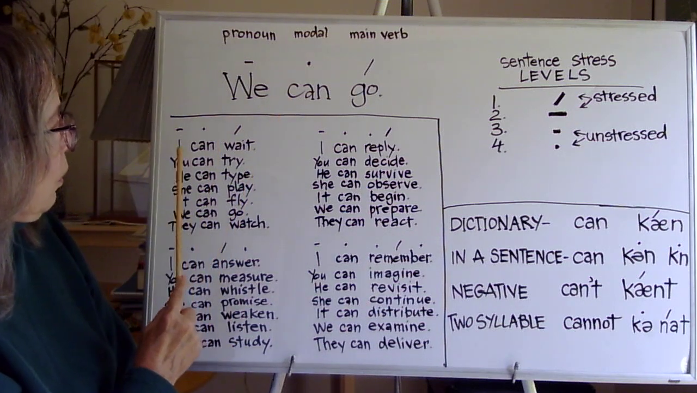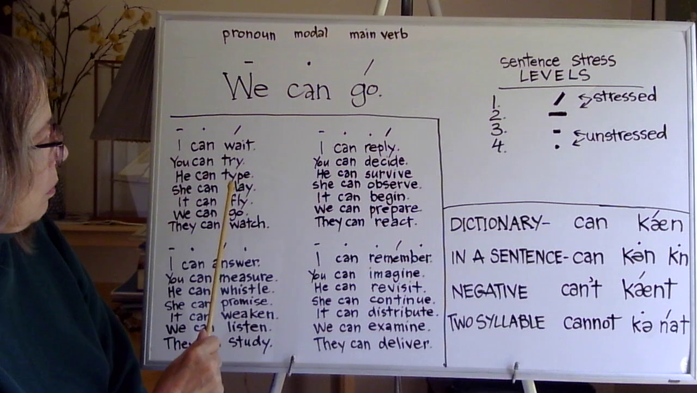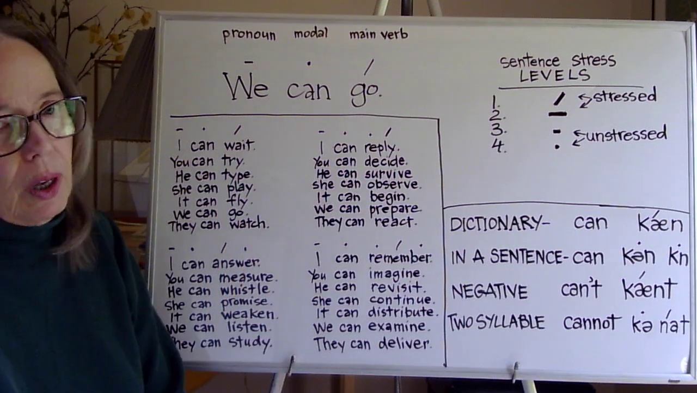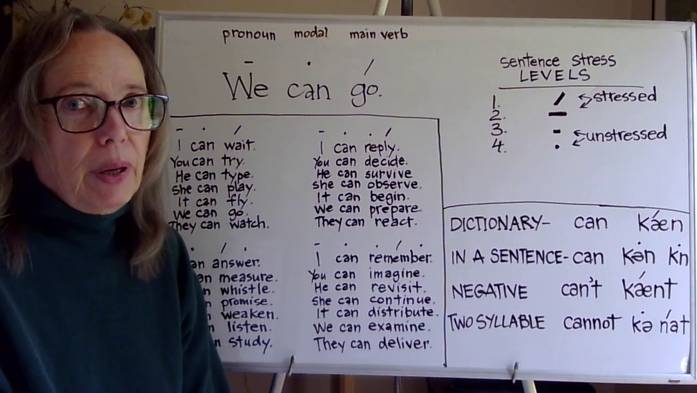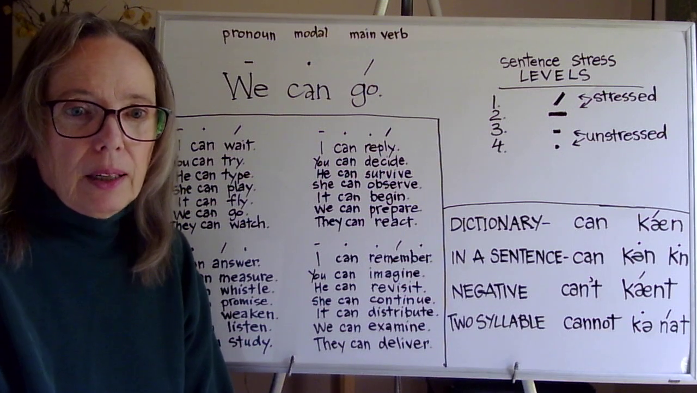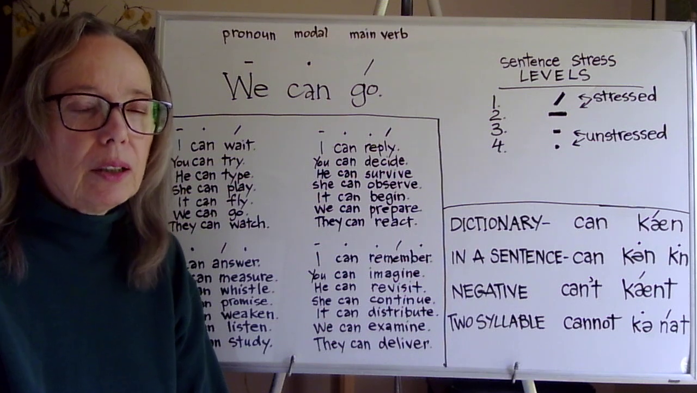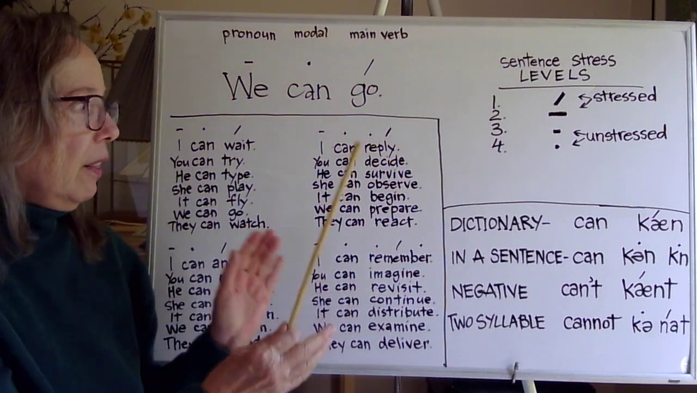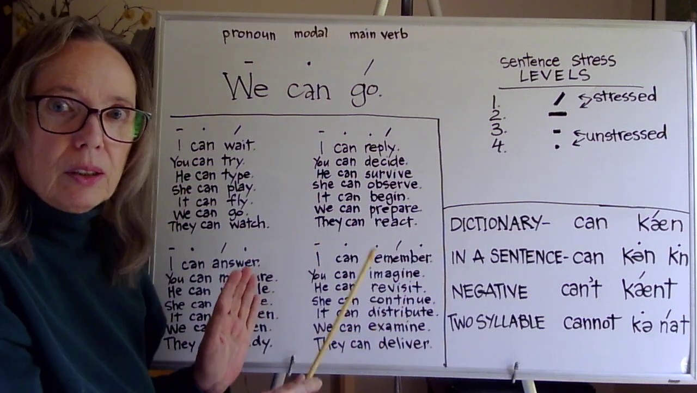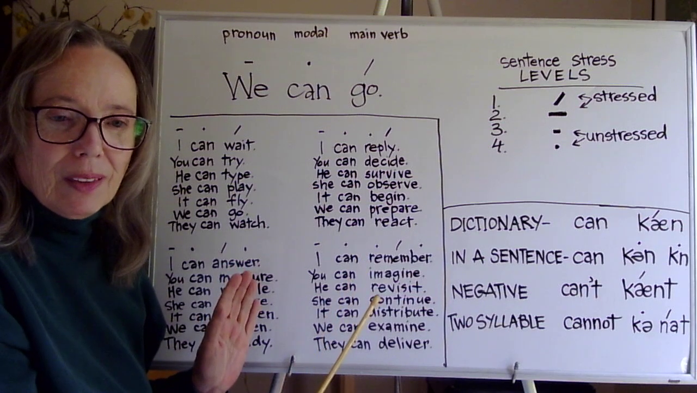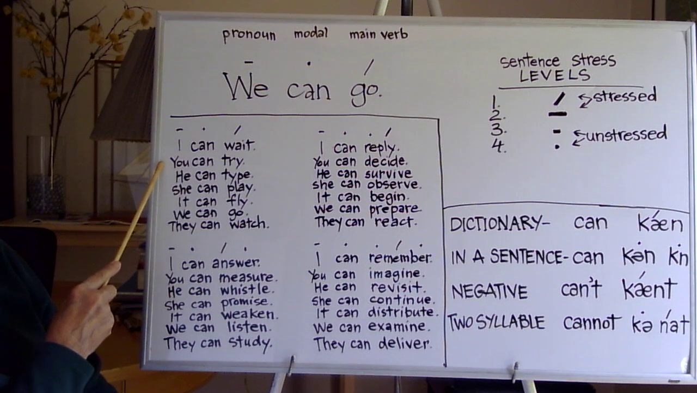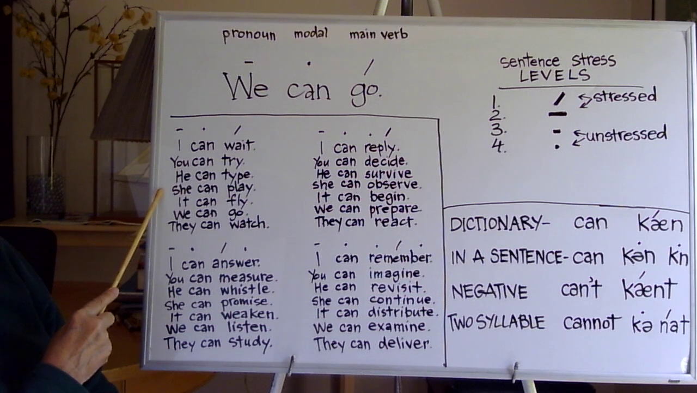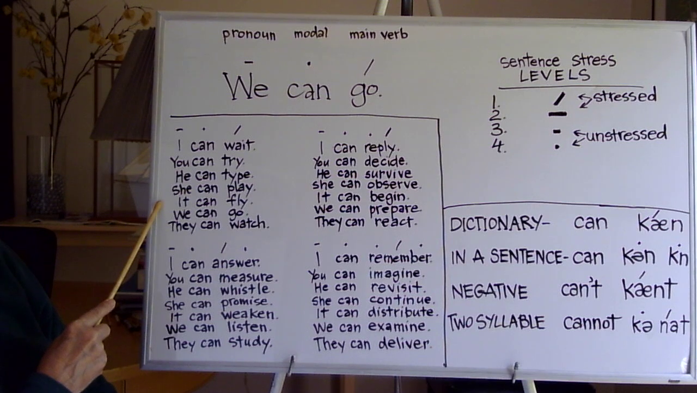Okay, here I have put some examples of similar sentences with the same pattern. And I will pronounce those so that you can hear the stress pattern in this particular structured sentence. I can wait. You can try. He can type. She can play. It can fly. We can go. They can watch.